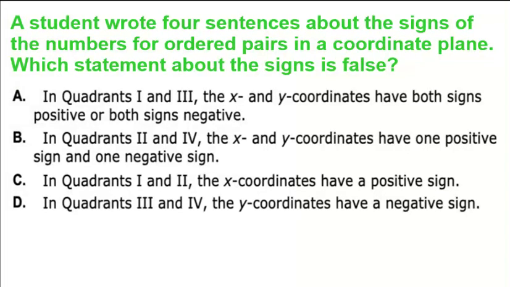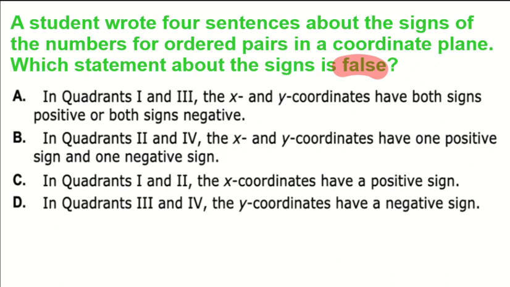All right, so sometimes you get ones that look like this. Y'all, I know a lot of you, your initial reaction is, oh, this is too much reading. Usually they're not that tough if you take the time to read them though, okay? So this is asking you which one is a false statement. So A, we got quadrants 1 and 3, the x and y coordinates have both signs positive or both signs negative. That one's true.